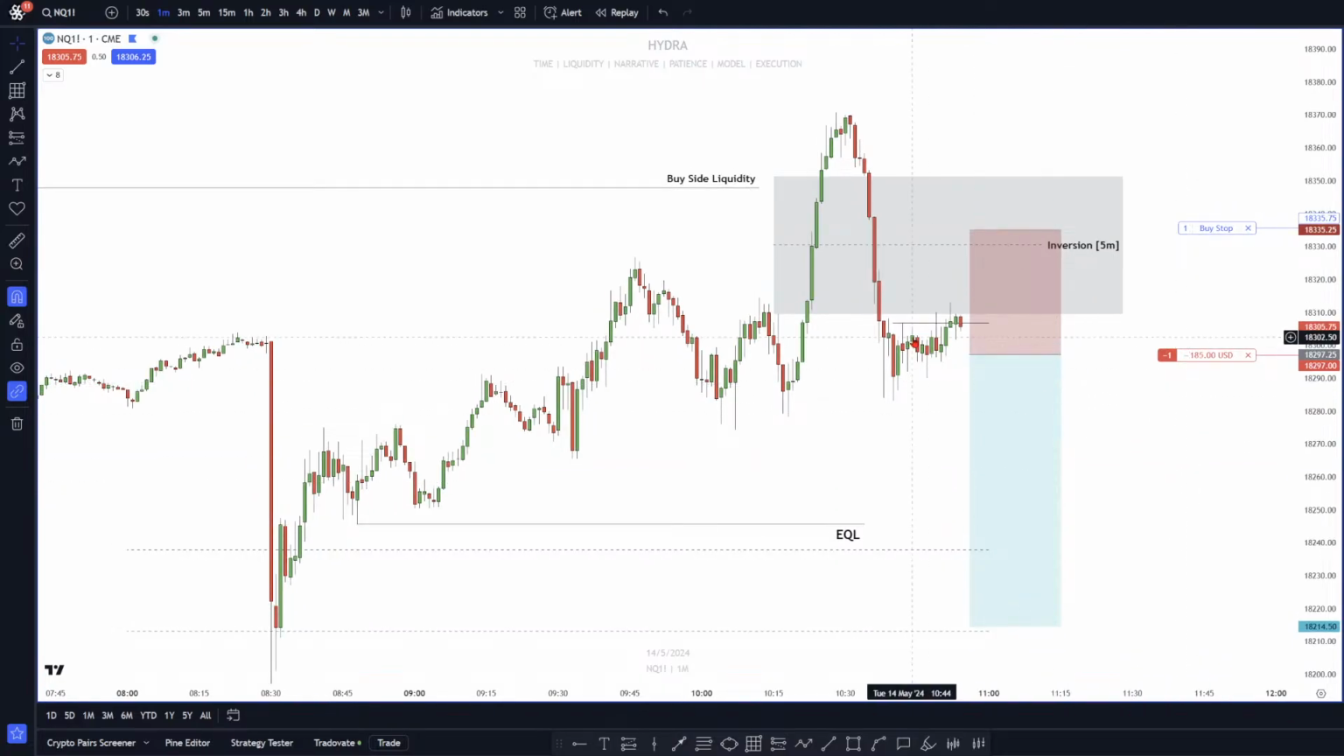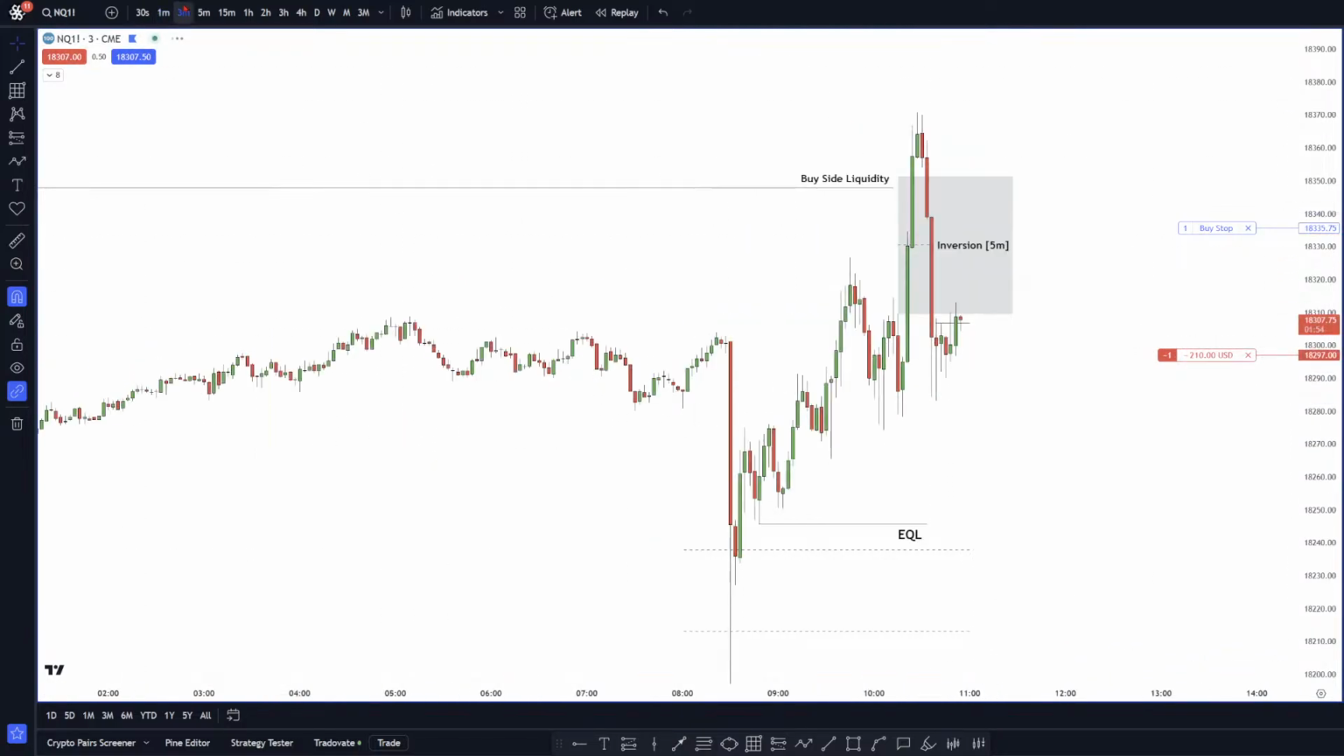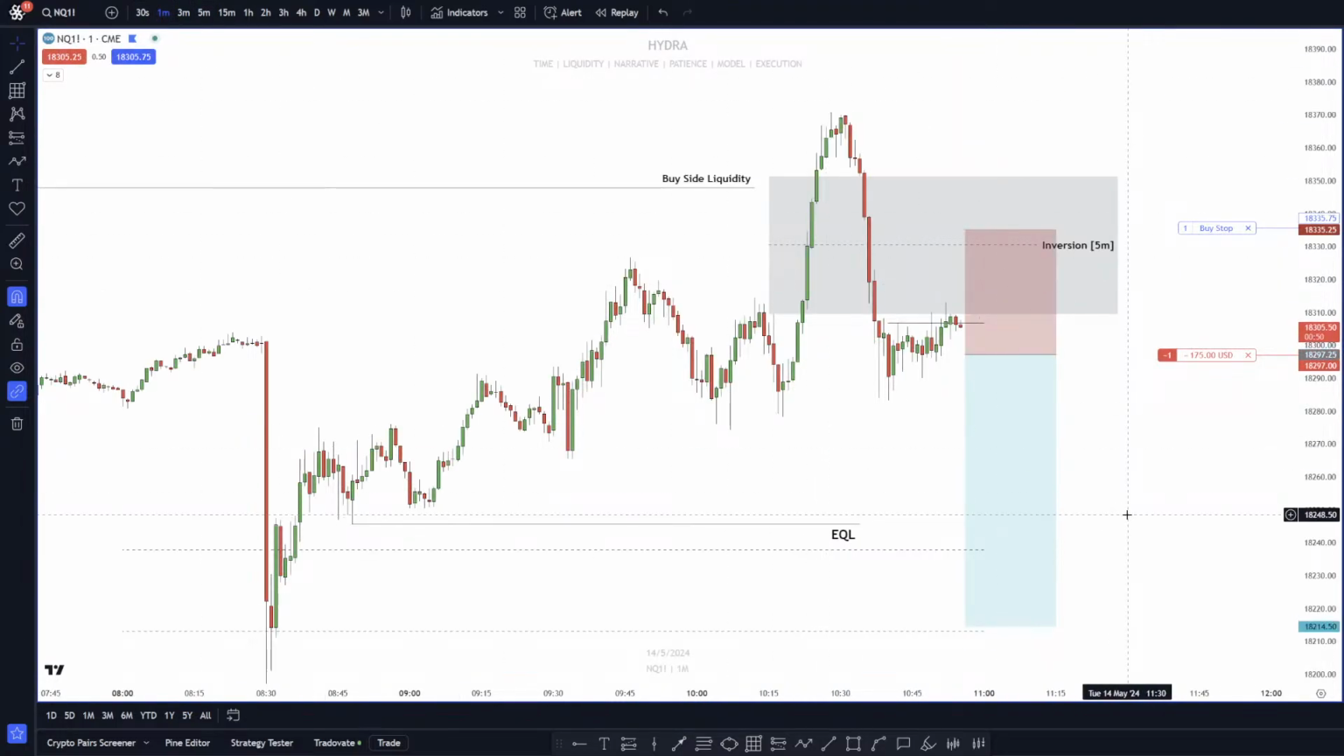I don't like this candle. Look at these candles. There's no volume at all. They're so small. We'll have a new hourly candle in 5 minutes.